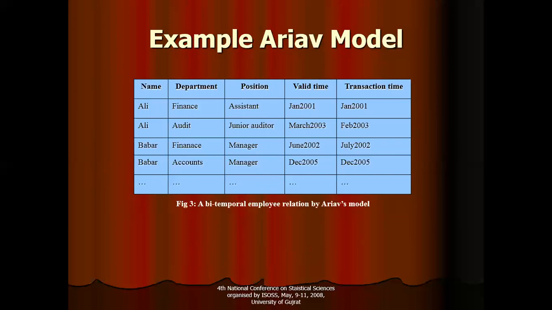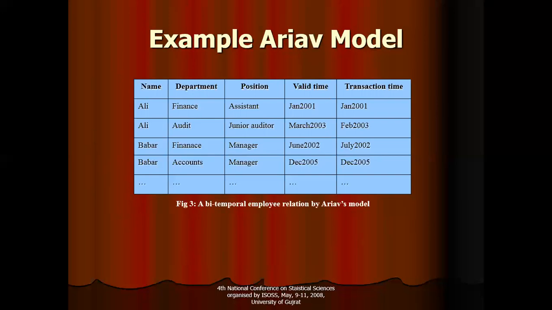So they come out with this model which is based on tuple timestamping, which is a bitemporal approach, meaning both transaction time and valid time, and based on the first normal form assumption. And this ARRIVE model is based on the time point approach. And you can see, for example, in the second record, that the valid time is March 2003 and the transaction time is Feb 2003. So this is possible.